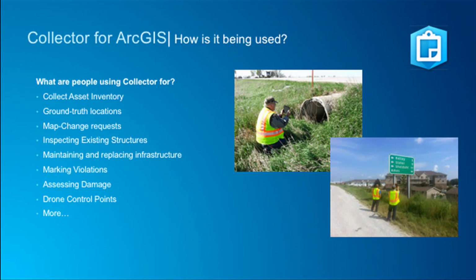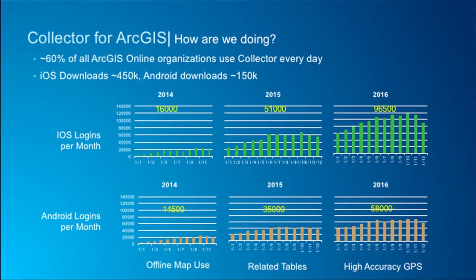But there's a lot of additional use cases that we've seen as well. We've seen a lot of work in emergency management with Collector as well. Search and rescue, a lot of things that we didn't really expect. How are we doing? This is some statistics against ArcGIS Online. Of course, we also support your on-premises portal, but we don't get any statistics out of that, so I can't report on how we're doing with it.